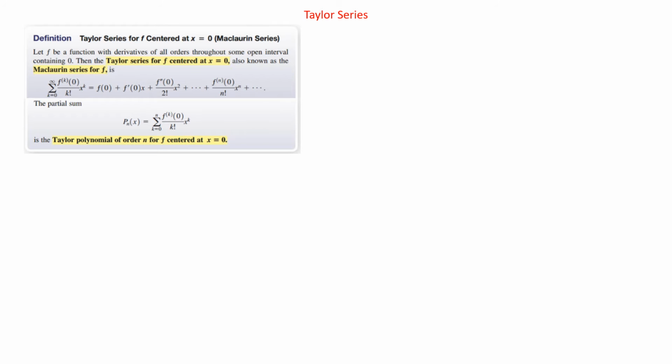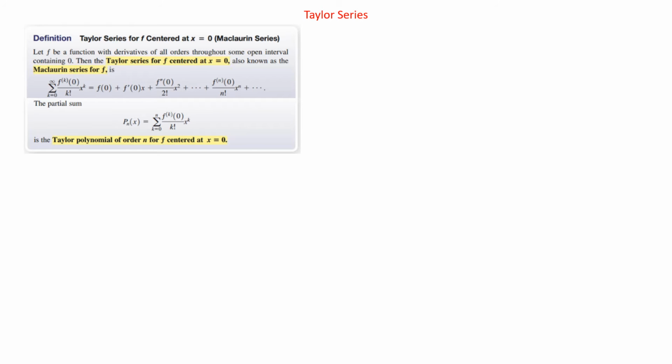So a little bit more formal here. If f is a function with derivatives of all orders through some open interval containing 0, then the Taylor series for f centered at x equals 0, which is called a Maclaurin series. Taylor series don't always have to be centered at 0, but when they are, it's a Maclaurin series. That's important to know because if they say find a Maclaurin series, you need to know that that's centered at 0. It equals what we've seen. So it's the sum from k equals 0 to infinity of the kth derivative at 0 over k factorial times x to the k. So it's what we've seen a couple times already.